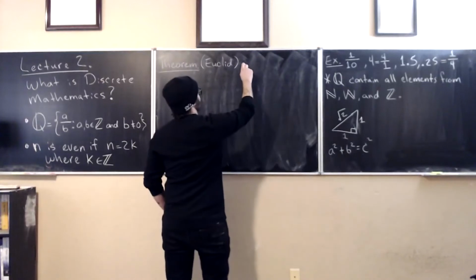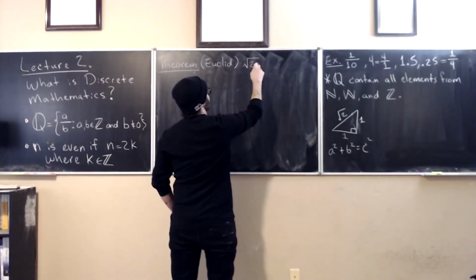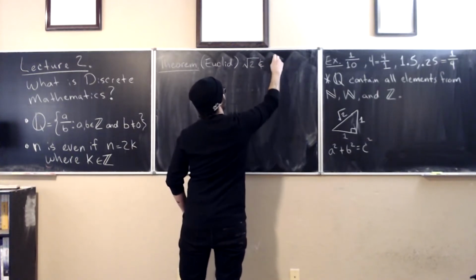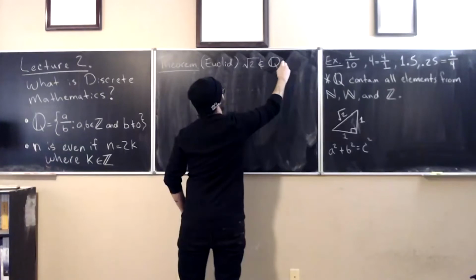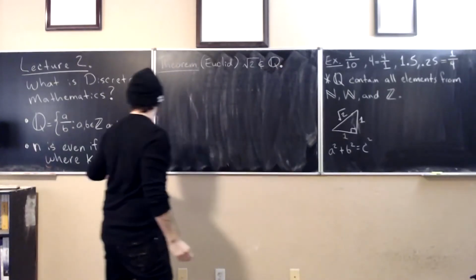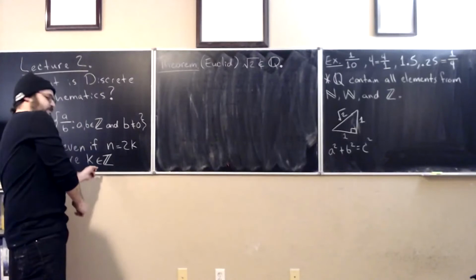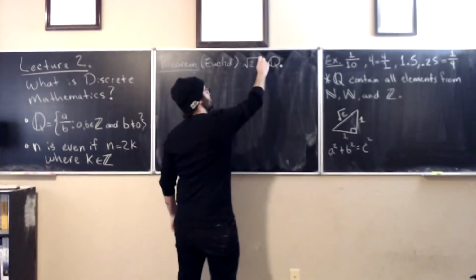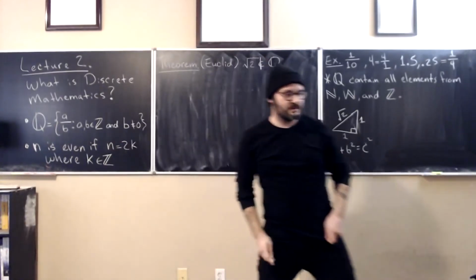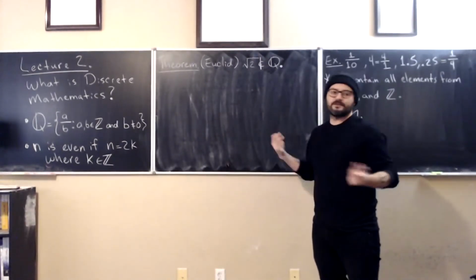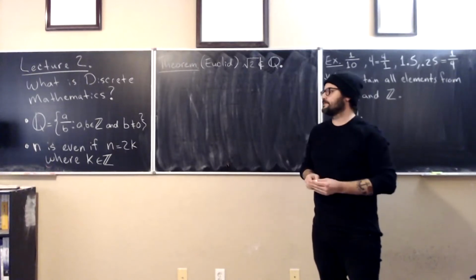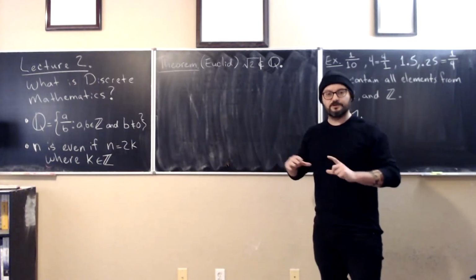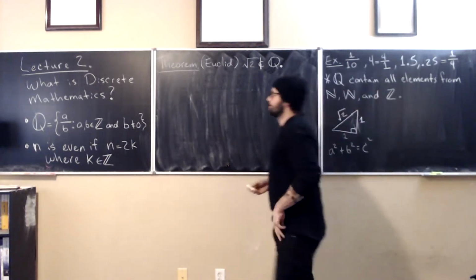So the theorem states that the square root of 2 is not rational. Notice that I've been using the epsilon symbol to denote something is in a set. Now I have the epsilon symbol with a little cross going through it to denote that it's not in that set. So that's the claim. Okay. Now again, bear with me. It's going to seem daunting, but we'll get there in the coming weeks.